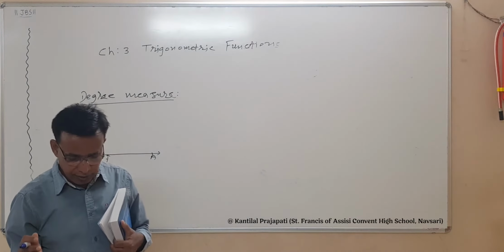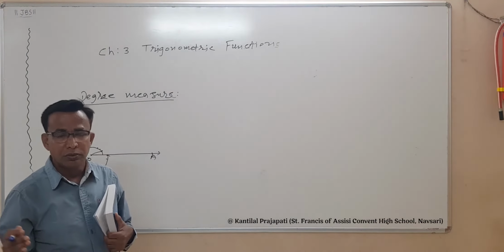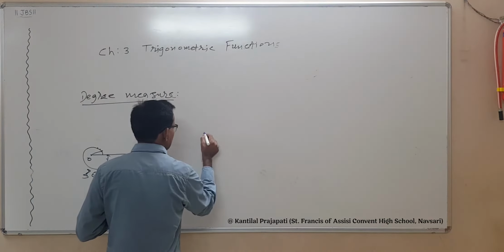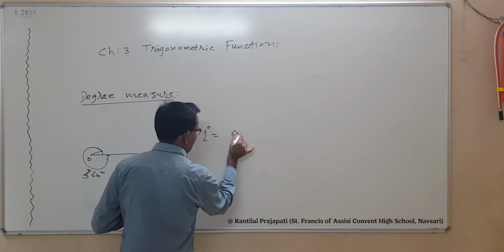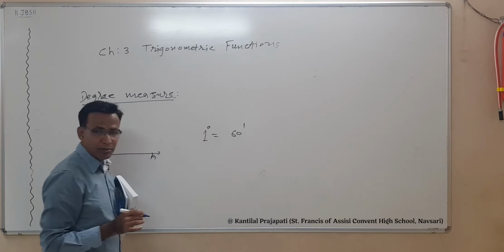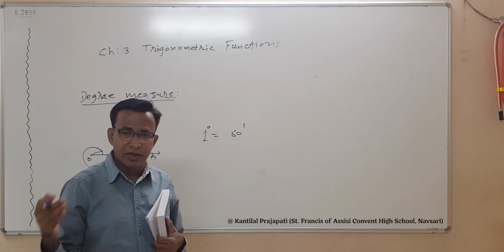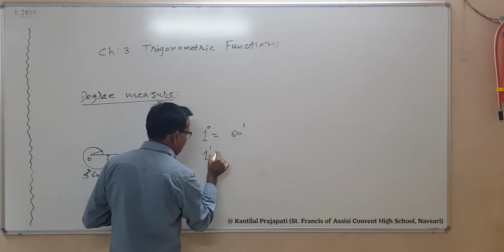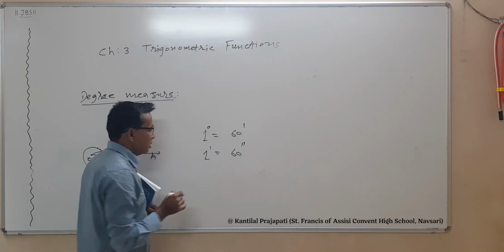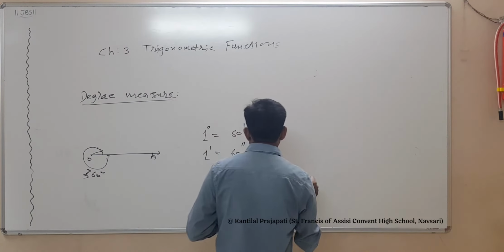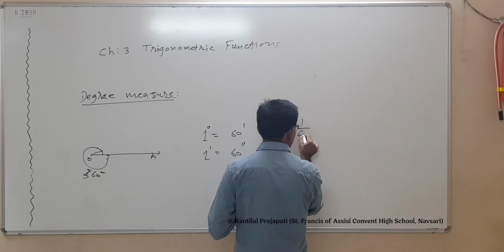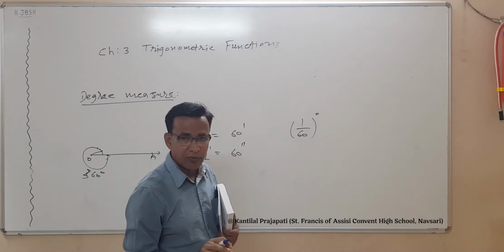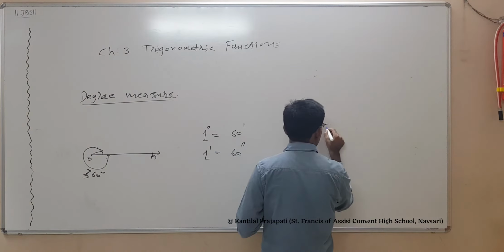Now 1 degree is divided into 60 minutes, and 1 minute is divided into 60 seconds. So 1 minute is equal to 60 seconds. The 1 upon 60 part of 1 degree is called 1 minute.